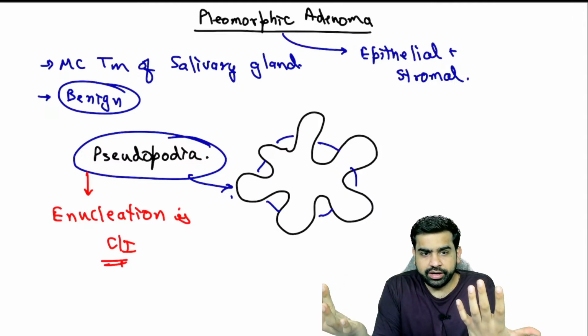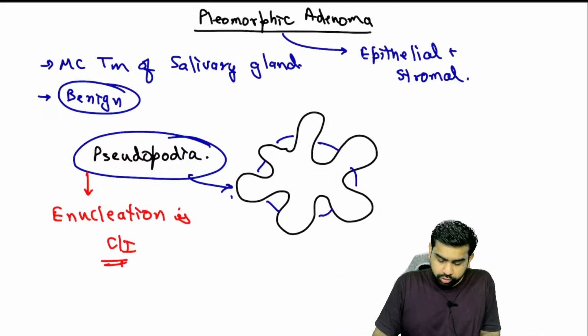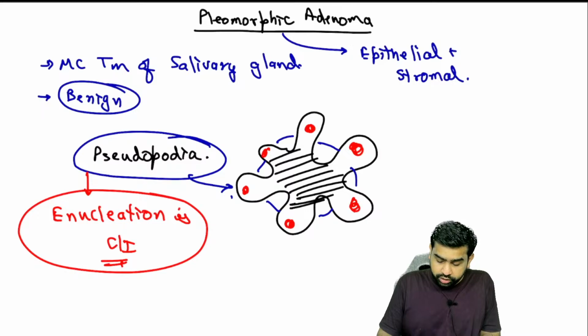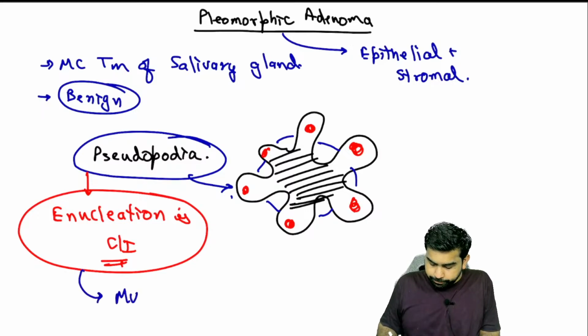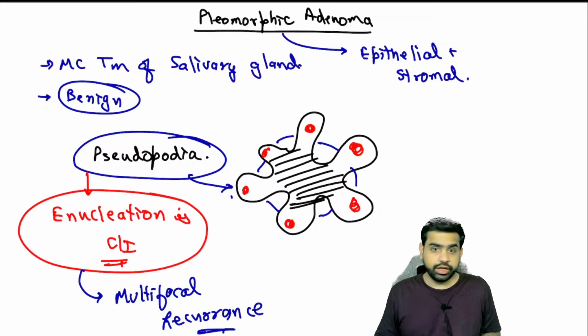Now, why is this contraindicated? It is contraindicated because even if you do the enucleation, you will end up removing the central part of this tumor, but the foci of the pseudopodia will still remain behind, and there will be multifocal recurrence. So if you are performing the enucleation, there is going to be a multifocal recurrence in these tumors, and that is why the enucleation is absolutely contraindicated.